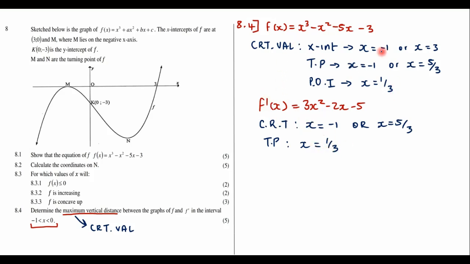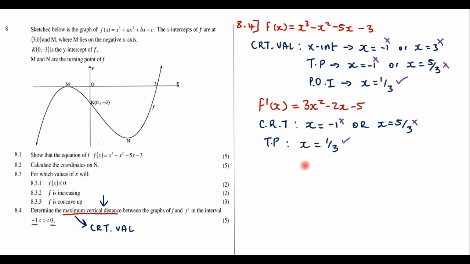Now, after we have found all of these values, remember the question wants us to find the vertical distance. So now we're going to look at which points among these are within this interval between -1 and 0. Here we can see that -1 is not there because we didn't include that, so we're going to take that one out. Of course, definitely that one is out. That one is also out. But when you're looking at this one, we can see it is within. Then this is out. This is out. Of course, as you can see, this is also within.